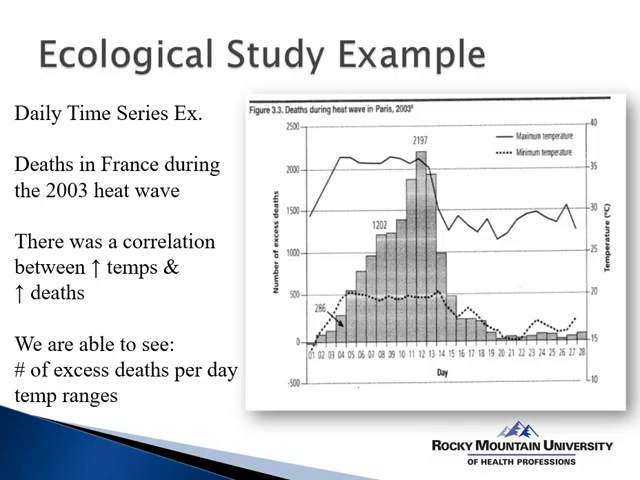So what do we see here? We see that there was a correlation between increasing temperatures and the number of deaths or excess deaths that were occurring. We're able to see that. So this is an example of an ecological study.